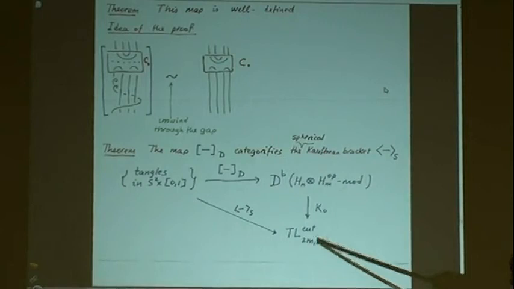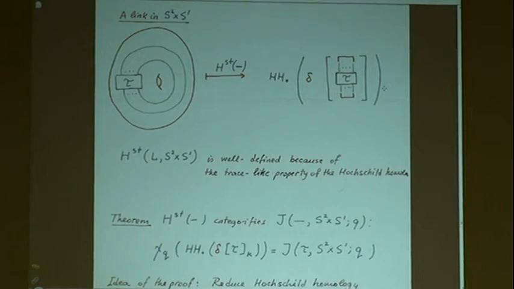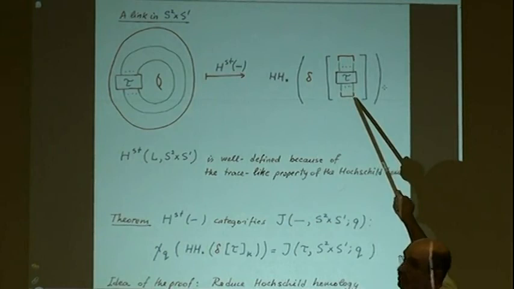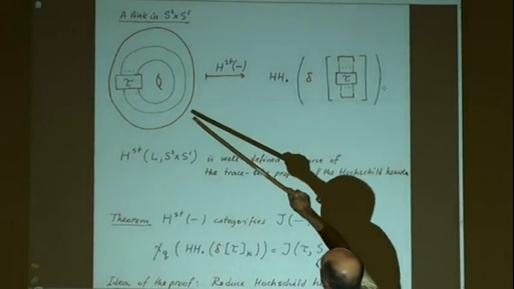K0 will take you there, and this should match the Kauffman bracket, and that's because the K0 of C is equal to the projection, as I promised. So what do you do with the link? If a link is a closure of a tangle, you turn this tangle into a bimodule and take its Hochschild homology. And again, it's well defined because of the trace-like property of Hochschild homology. And of course, this map goes through the previous map.